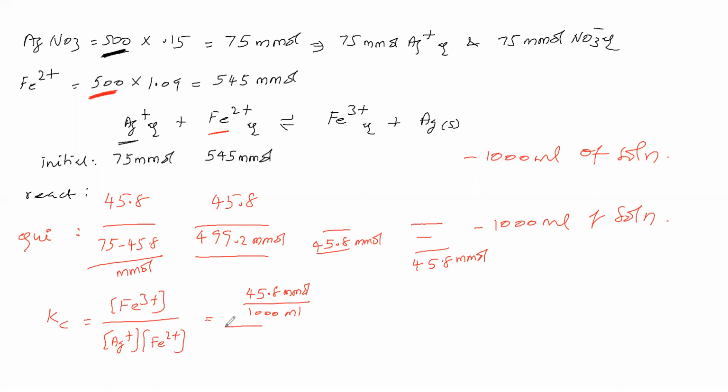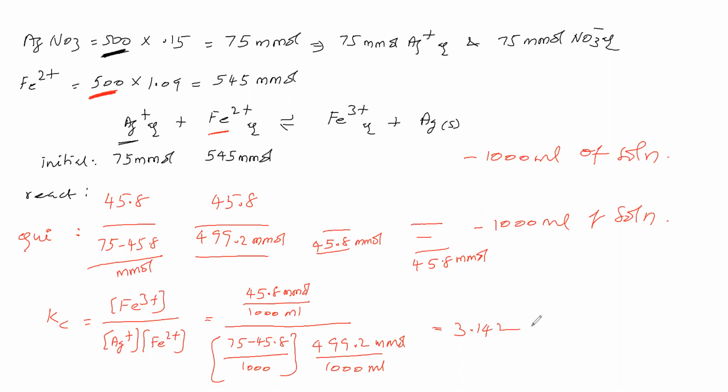So we got the concentration of Fe3 plus. Then Ag plus we substitute: 75 minus 45.8 millimoles of Ag plus by 1000 ml, which is the concentration of Ag plus. Then Fe2 plus: 499.2 millimoles of Fe2 plus are present at equilibrium. The volume of solution is 1000 ml, so we get the concentration of Fe2 plus. Simplifying, we get the equilibrium constant, 3.142. So we have found the equilibrium constant for this reaction.